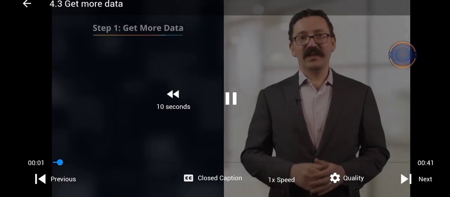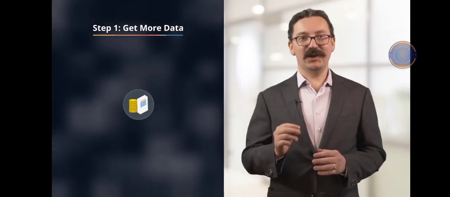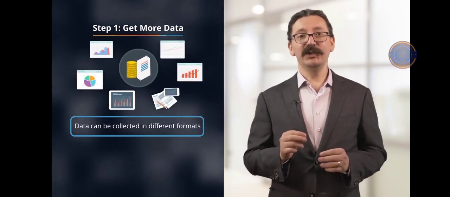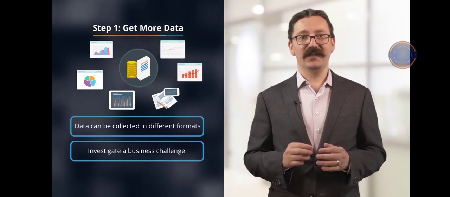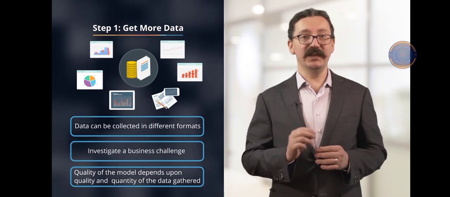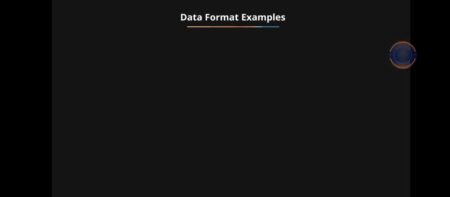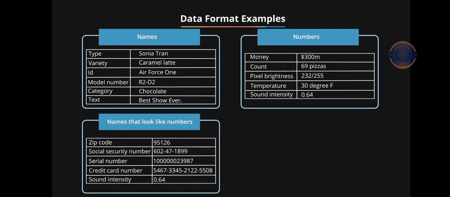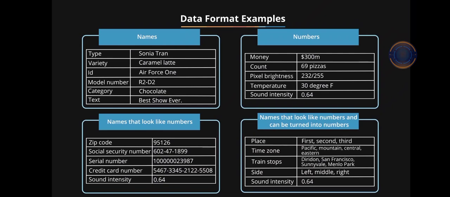Step 1. The first step in the machine learning workflow is data collection. Data can be collected in different formats. The data collected is used to investigate a business challenge. The quality of the predictive model depends upon the quality and quantity of the data gathered. Examples of different data formats are names, numbers, names that look like numbers, and numbers that look like names and can be converted to numbers. Once the data has been collected in the required quantity, we can move to the next step of the machine learning workflow, which is ask a sharp question.